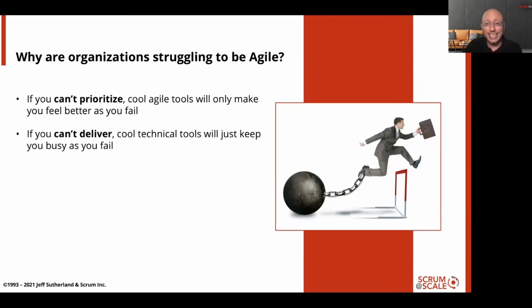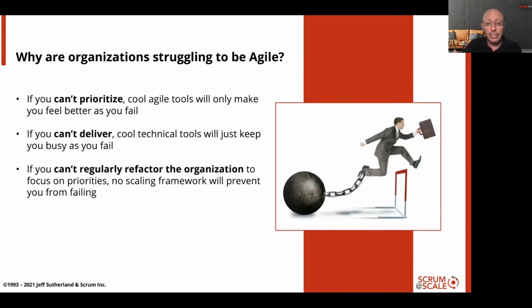The second one is that they actually just can't deliver. Now, what that means in each organization is different. Some can't deliver on time, some can't deliver as promised, but this is a big reason why organizations struggle to be Agile. The third one is that they can't regularly refactor the organization to meet whatever market demands or priorities there might be. So that's a third major reason.